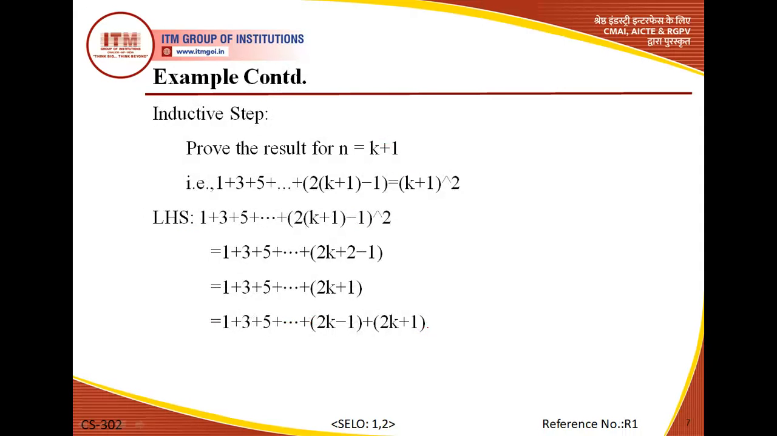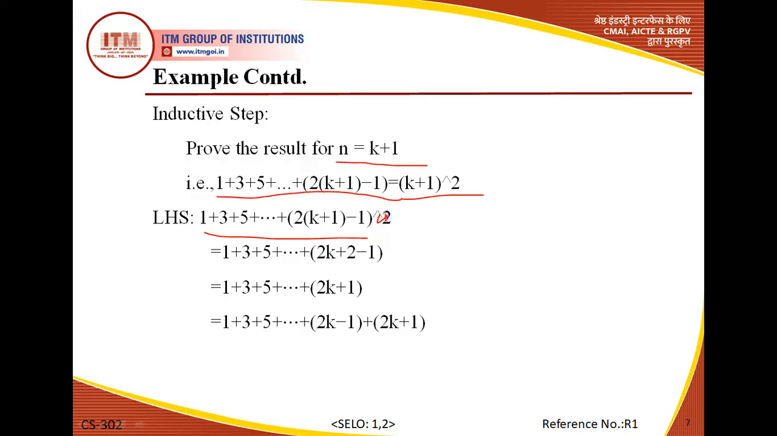Now let's come to the third step, which is the inductive step. Here you have to prove the result for n is equal to k plus 1. Now, in order to prove this result for k plus 1, what do you have to actually prove? You have to prove that 1 plus 3 plus 5 up till 2(k plus 1) minus 1 is equal to (k plus 1) to the power 2. So this is what you have to prove. Now let's start by LHS, and we would reach the RHS.